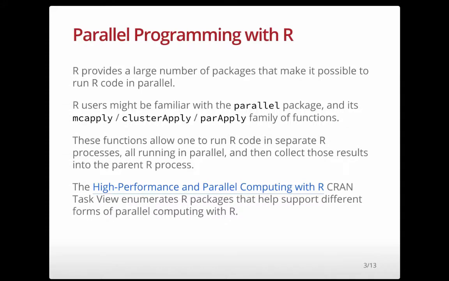What these functions do is allow you to take R code and run it in separate R processes, running in parallel, and then later collect the results from those processes back into a parent R process. If you have a cluster with a number of nodes, you might imagine sending a number of jobs to these separate nodes, and each node would run this R code, compute a result, and then send that back to the parent node or parent process. There is also a CRAN task view that enumerates a number of R packages that help support different forms of parallel computing with R.